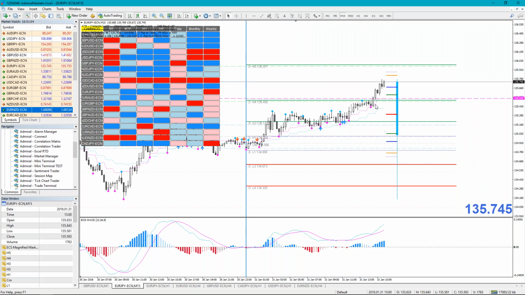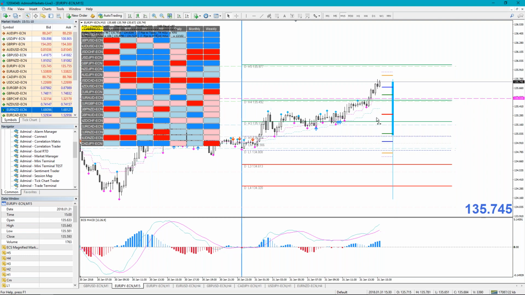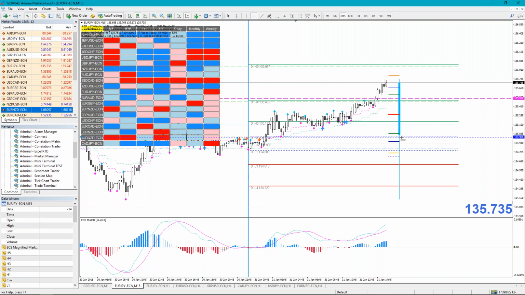So I scaled out 0.25. And then as the price went up, I just moved my stop loss. The initial stop loss, of course, was below 134.90. Then I just moved my stop loss into profit. And when the price got here, just slightly above this ATR pivot in my weekly candle, I placed a 50 pip stop loss.